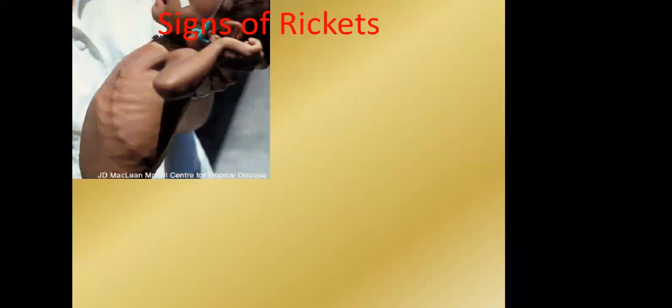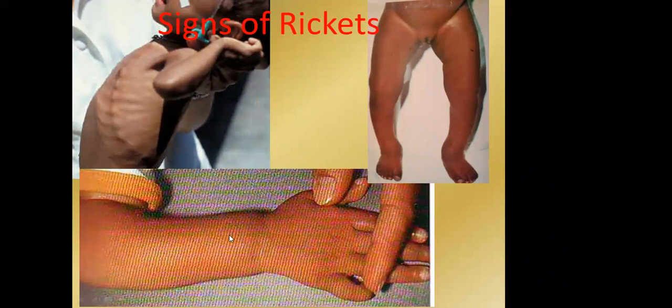Like this is the rachitic rosary. This is the bow leg, and this is the widening of the wrist. These are the signs of rickets.